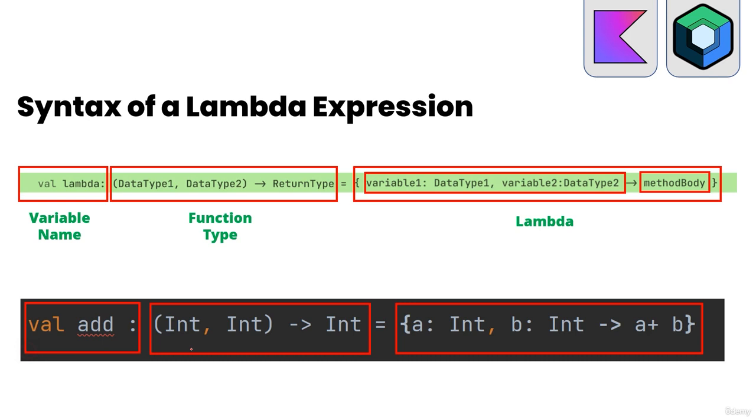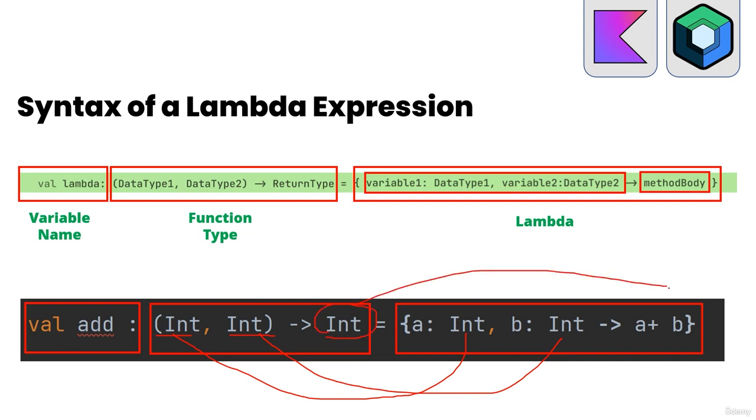So please guys, think about this and make sure that you understand that this integer is linked to this integer, and this integer is linked to this integer. This is the data type for the parameter A, and this is the integer for the parameter B, and the return type is the returning type of this method body, A plus B. So A plus B will give us an integer, and this is what we are trying to call here in the function type.